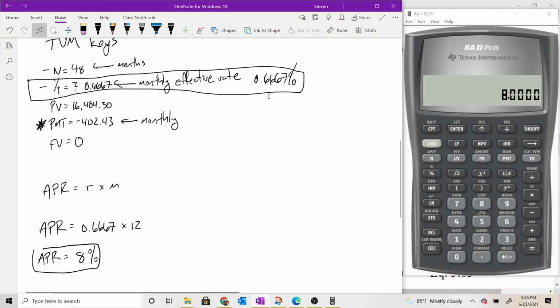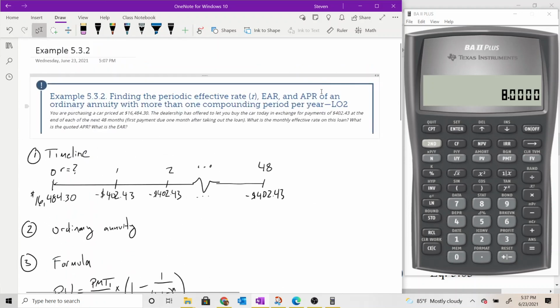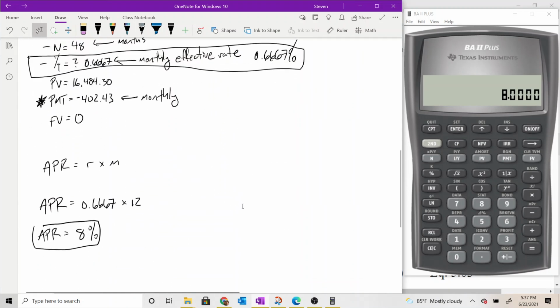All right, so the monthly effective rate is 0.6 repeating percent. The annual percentage rate, which is what you would see actually stated on your loan, is 8%, which we find by just taking the monthly effective rate and multiplying it by 12 months per year, the number of compounding periods per year. Okay, the last question we want to answer is, what is the EAR, or the effective annual rate?